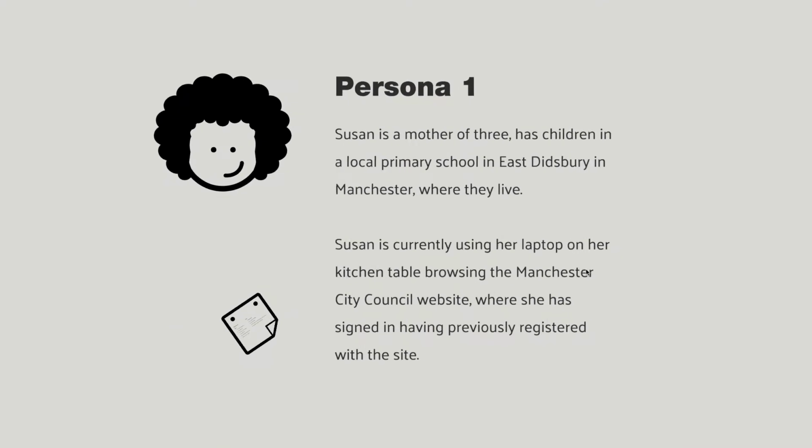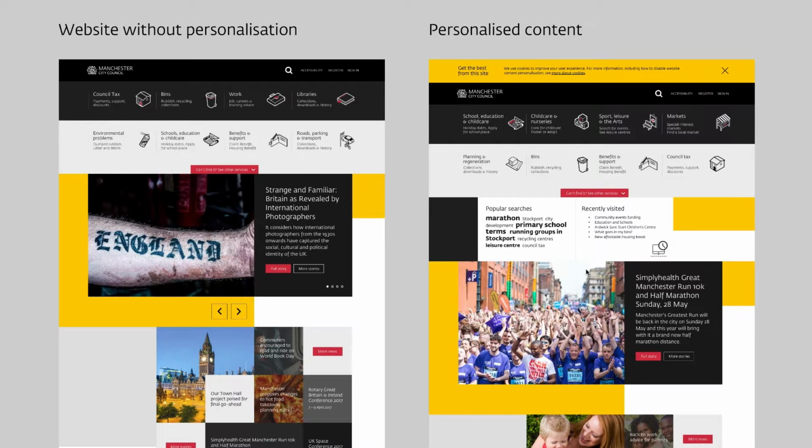So what do we mean by persona? This is what we call a fat persona. This is Susan. She's a mother of 3, lives in a fairly affluent area of Manchester. She's previously visited the Manchester City Council website before. She's given them some information about herself. We can then know that she is interested in these things.